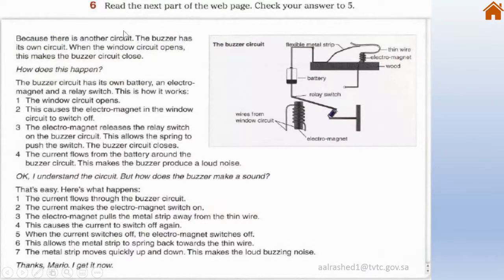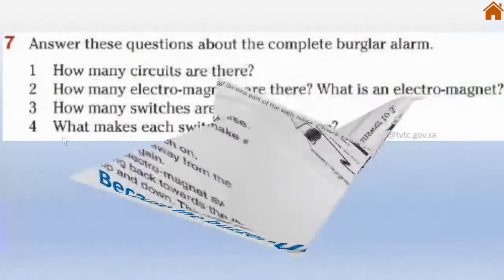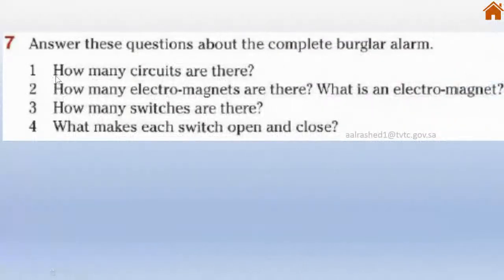Okay, we have another reading. We need to read and then provide answers in exercise 7. So we need to answer how many circuits are there, how many electrical magnets are there, what is an electrical magnet, how many switches. So here we are asking about numbers, basically from 1 to 3. We need numbers for different items. Finally, what makes a switch open and close? We need just an explanation to be provided so we understand how this system works, when it is opened and when it is closed.